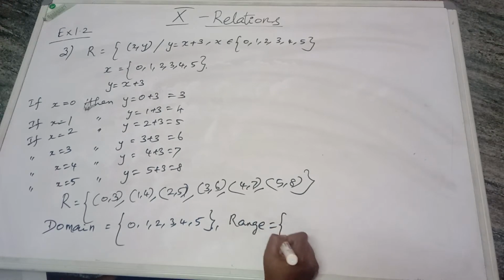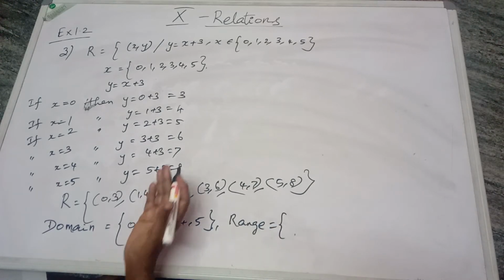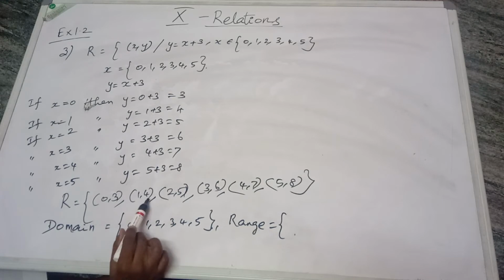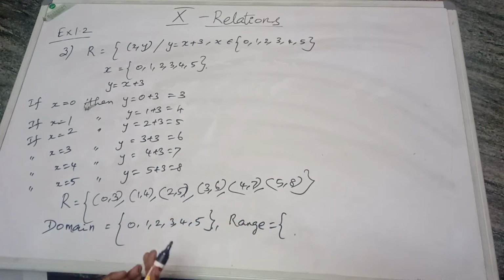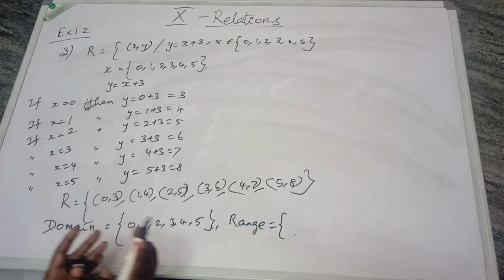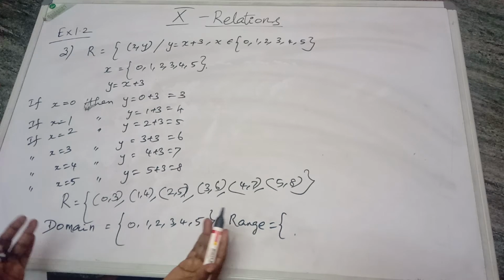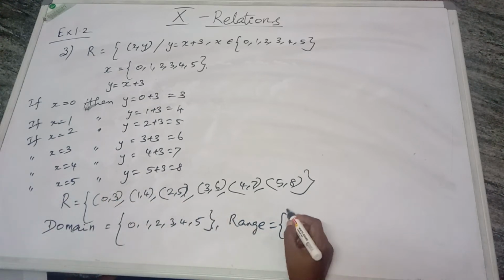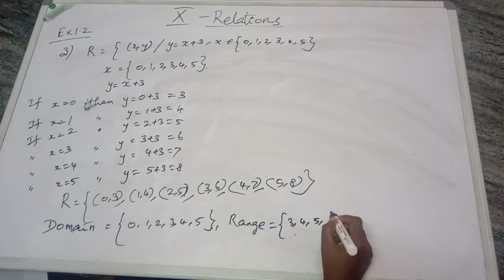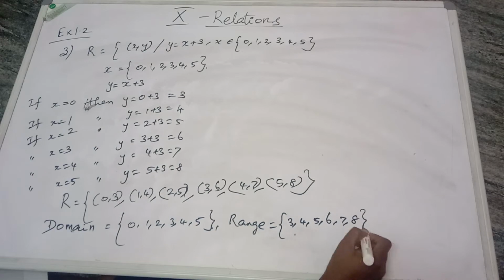Range na enna? Range na second element, அதாவது the second coordinate, collection of second coordinate is called as range. அதாவது second setல உள்ள element which is having the relation with the first set. எந்தெந்த element எல்லாம் first setோட relation வச்சிருக்கோம் அந்த elementsஆக எடுத்துக்கிட்டோம்னா அதுதான் வந்து range. அப்போ என்னென்னலாம் வரும், இது ஃபுல்லாக வரும். 3, 4, 5, 6, 7, 8. Okay.